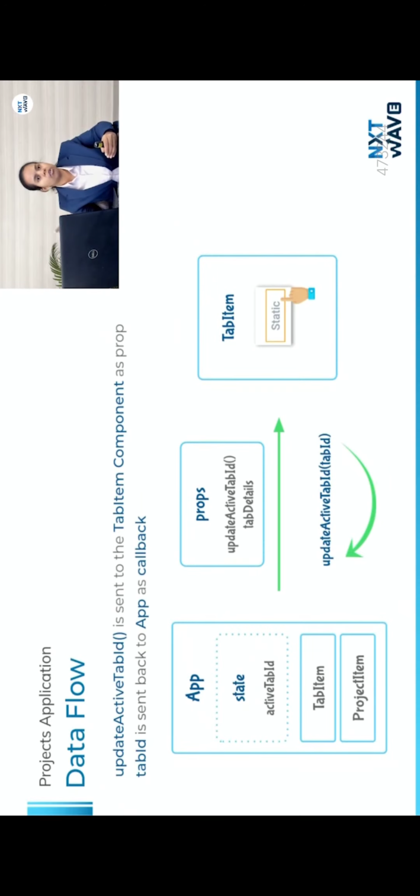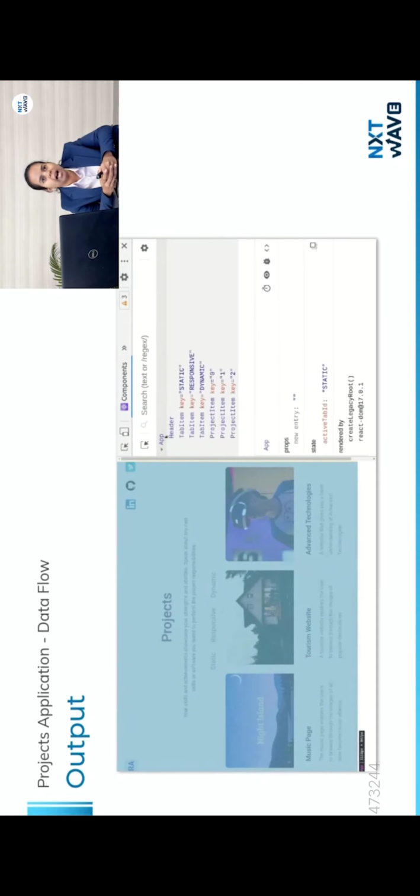Now coming to the tab item. When the user clicks on a particular tab item, the on-click functionality will be triggered. In that, we are calling the update active tab ID method with the corresponding tab ID. Then in that method, we are updating the state, so the active tab ID is being updated. Since the state has been updated, the render method will be called, and the projects list is filtered and appropriately displayed. And we were able to see this output.